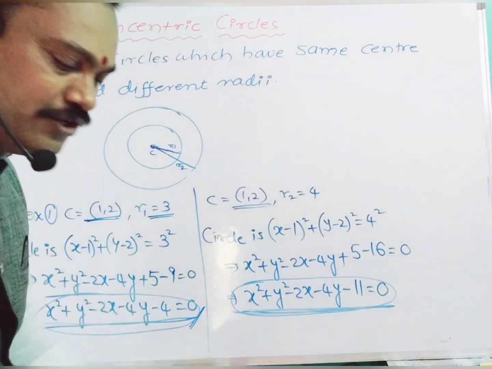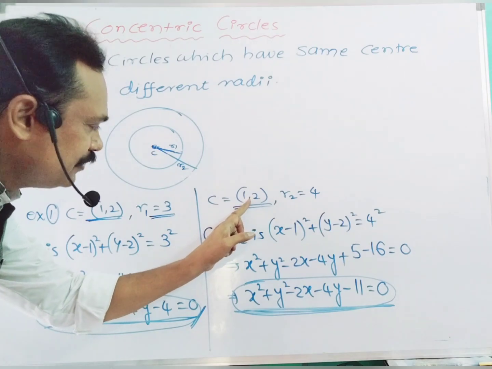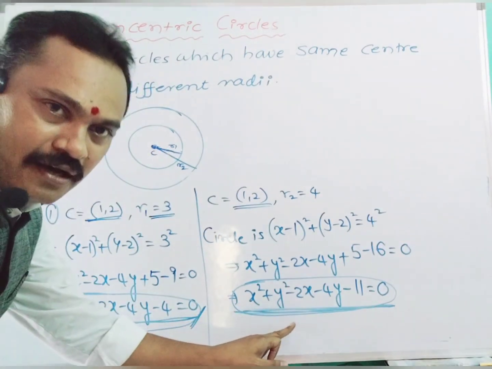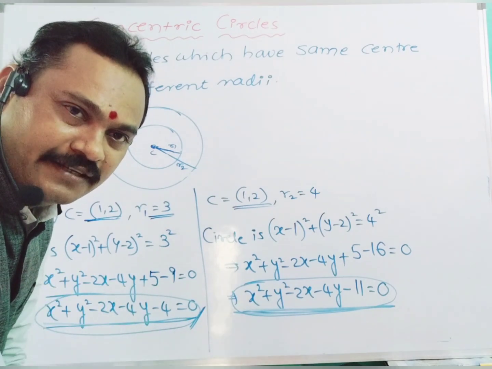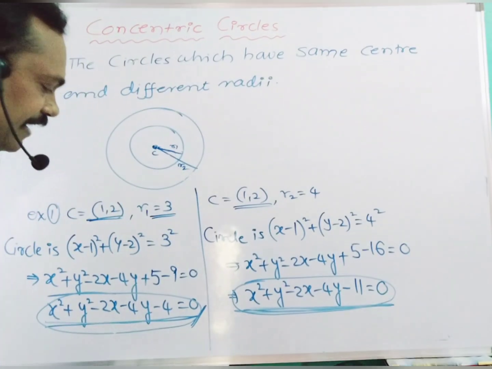Why are you calling them concentric circles? This circle's center is (1, 2). This circle's center is also (1, 2). So these two circles are concentric circles. What is the difference between two concentric circles? We can find out one difference.